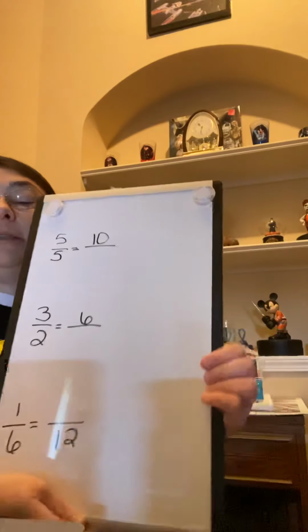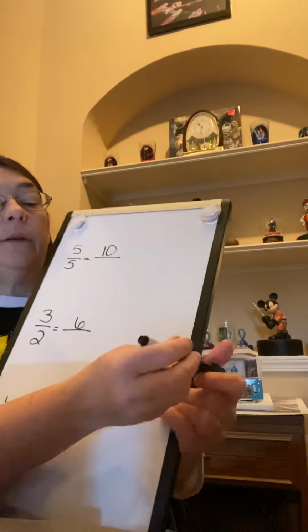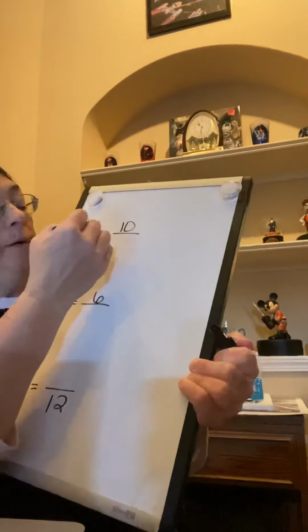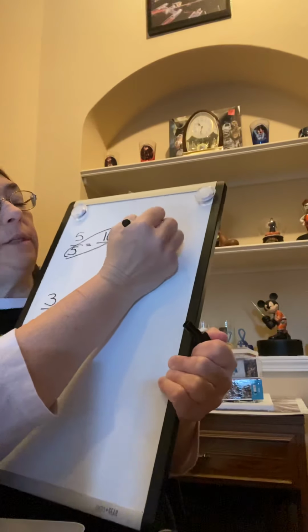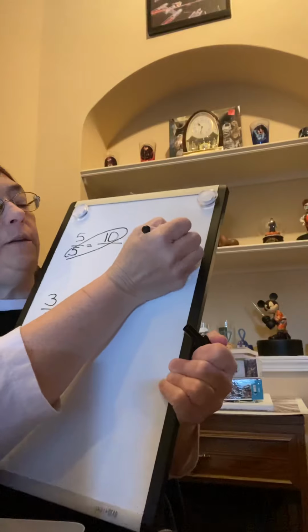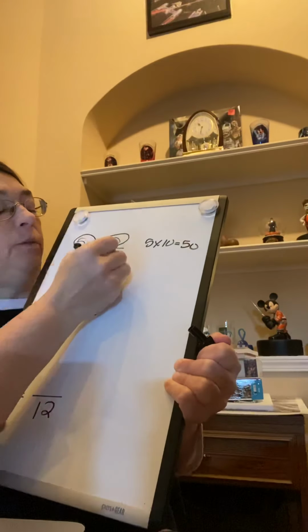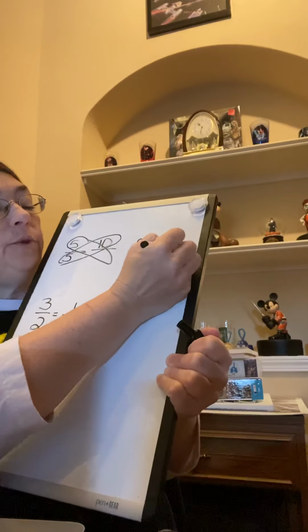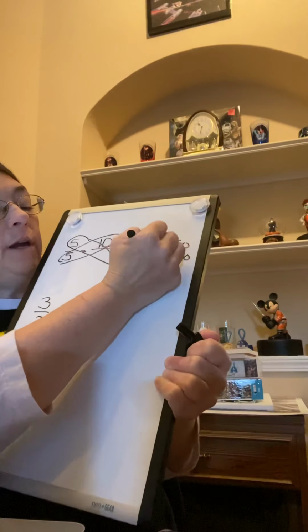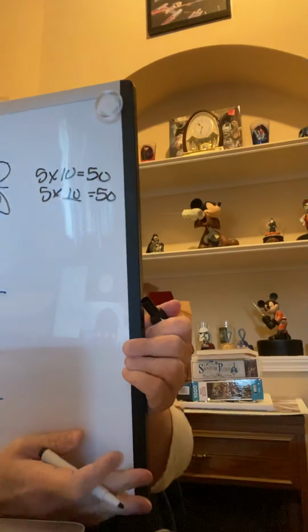All right, let's look at these. So, butterfly: 5 times 10 equals 50. Butterfly this way. 5 times blank equals 50. And we've already got our answer as 10. So you should have a 10 on the top and the bottom.